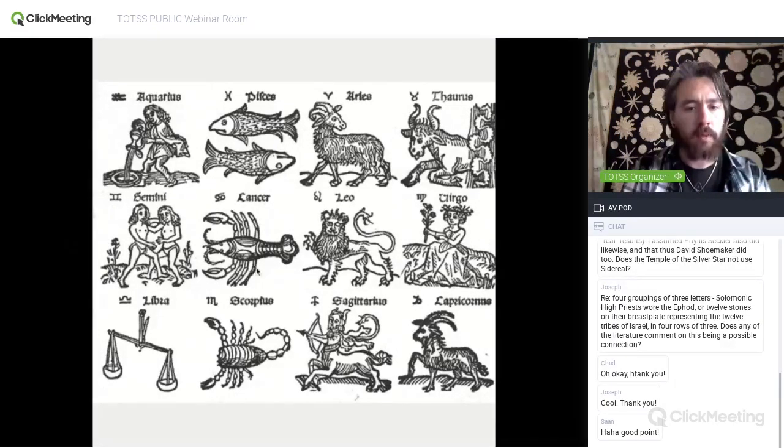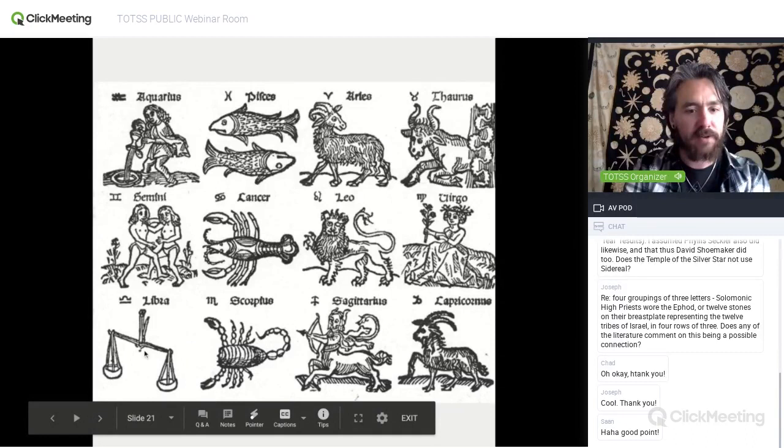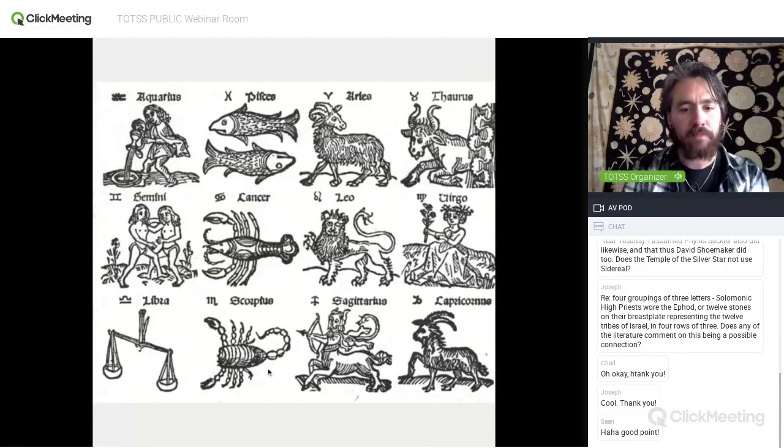Then Cancer, the crab. Although you'll notice in a lot of these medieval into Renaissance era texts that their crabs tend to look a lot more like lobsters. I don't know what that's all about, but yeah. And then Leo, the lion. Virgo is often called the virgin, but I think maiden is probably a better term for it. The fact that it's a young woman is more significant than whether or not she's had sex, I think. You've got Libra, the scales. Scorpius or Scorpio, the scorpion.